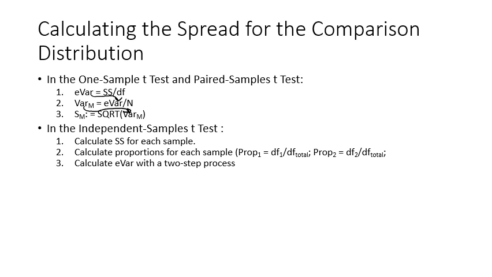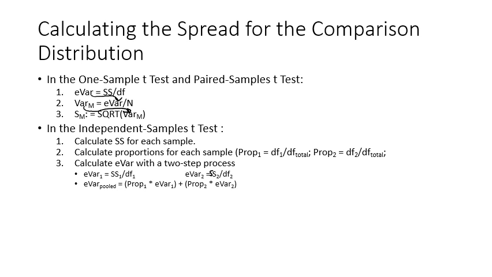Then we're going to calculate the estimated variance with a two-step process. First we're going to estimate the variance for each sample, SS1 divided by DF1, and then the estimated variance for the second sample will be SS2 divided by DF2. And then we're going to use both of those estimated variances to calculate the pooled estimated variance.